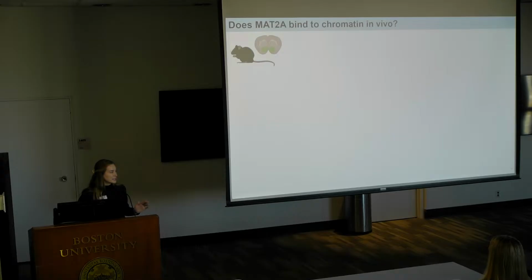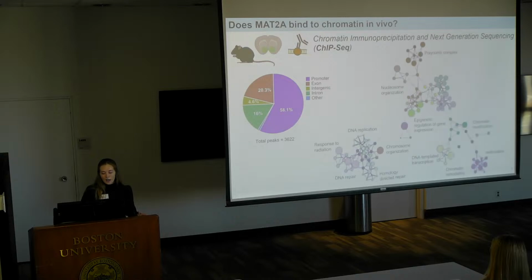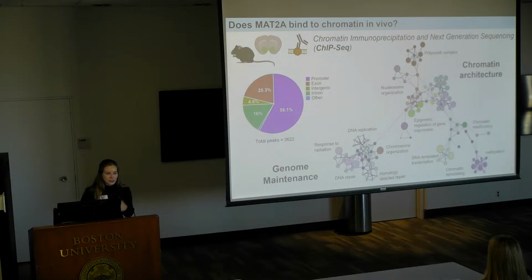I wanted to see if this MAT2A binding also held true in vivo. So now we moved into the mouse, and I performed ChIP against MAT2A in the mouse nucleus accumbens. And we saw the same thing. MAT2A is binding to chromatin at gene regulatory elements, mostly promoter driven. And in fact, this binding is enriched for themes like genome maintenance and chromatin architecture. We're still parsing through this data a little bit.